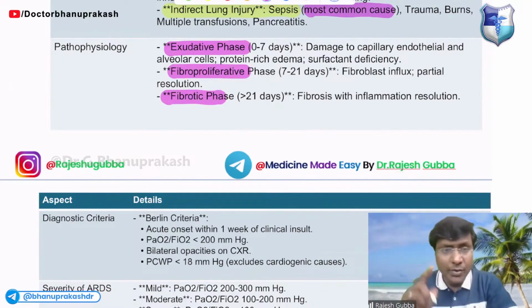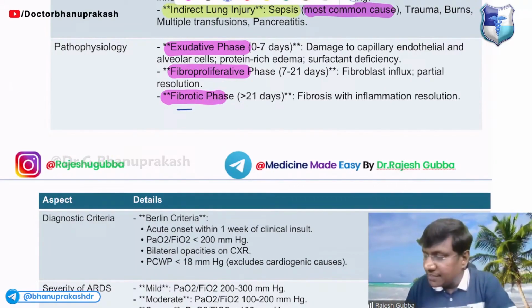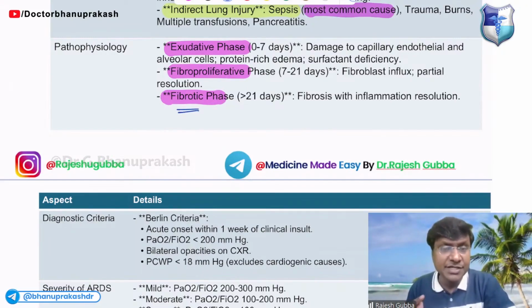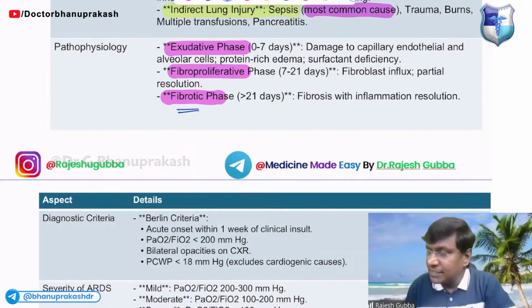So, when the individual is being treated in the exudative phase and fibroproliferative phase, then the ARDS can be reversed. But if you try to intervene in the patient in the fibrotic phase, then it will be of no use, right? The prognosis will be very bad. And in the exudative phase, what exactly is the problem?